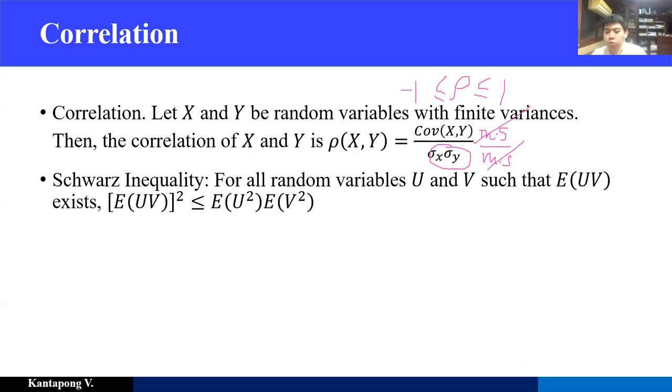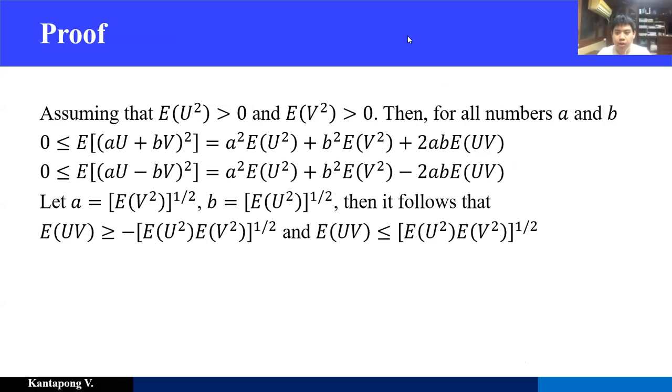So we have to look at the Schwarz inequality first. That is this one. How do we prove the Schwarz inequality? First, imagine this one: something squared is greater than or equal to 0. So first we can separate this one into these three terms. Also this one squared must be non-negative, right? So we can separate into these three terms.